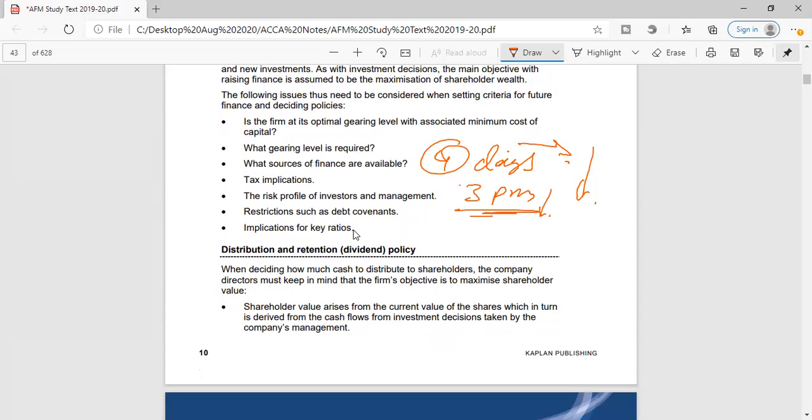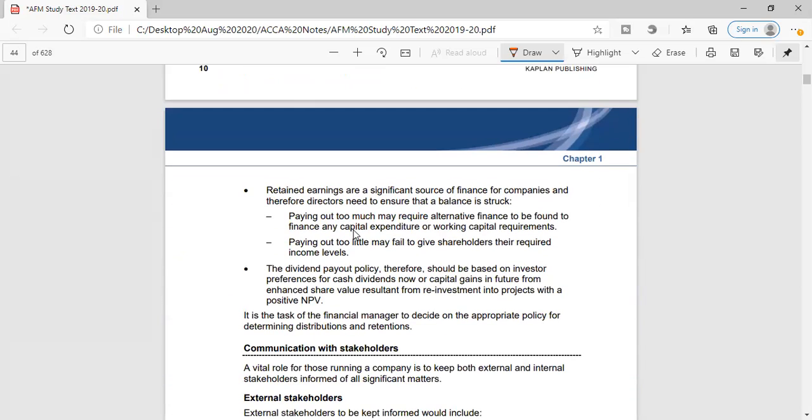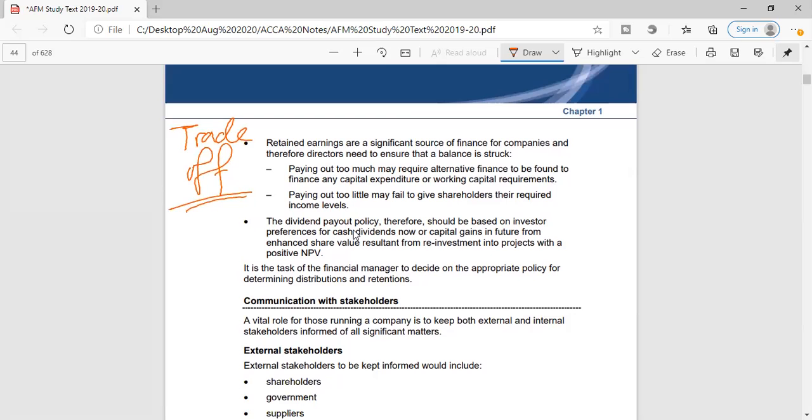So, distribution and retention policy. This is, as I said earlier, to balance between the distribution that you make to shareholders and how much money you want to retain for investment. Because your projects and critical investment, infrastructure, all require a certain amount of continuous investment. So there is a trade-off between distribution to shareholders and investment into the projects.